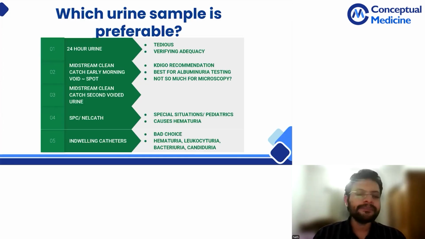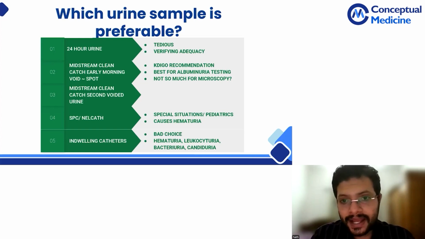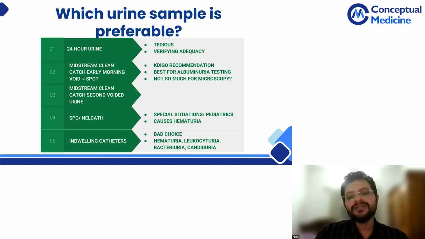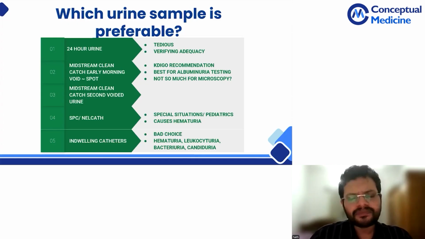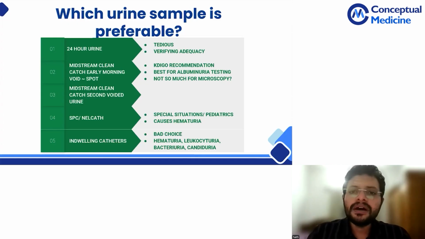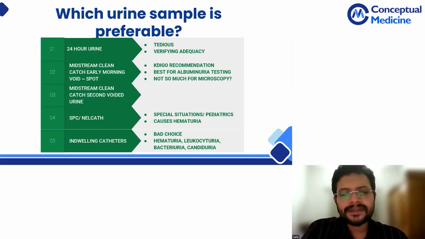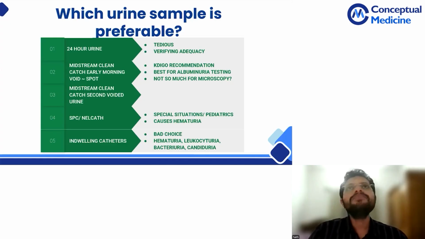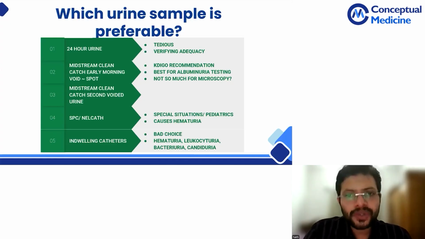It is tedious, obviously, goes without saying, and it also needs an extra test for verifying the accuracy or the adequacy. So it's very important for you to verify the adequacy of the 24-hour collection. Suppose somebody brings 1.5 liters of urine and says, "That's all I passed today." How can you believe whether he actually passed that much or not? So we'll discuss that point in the next slide.